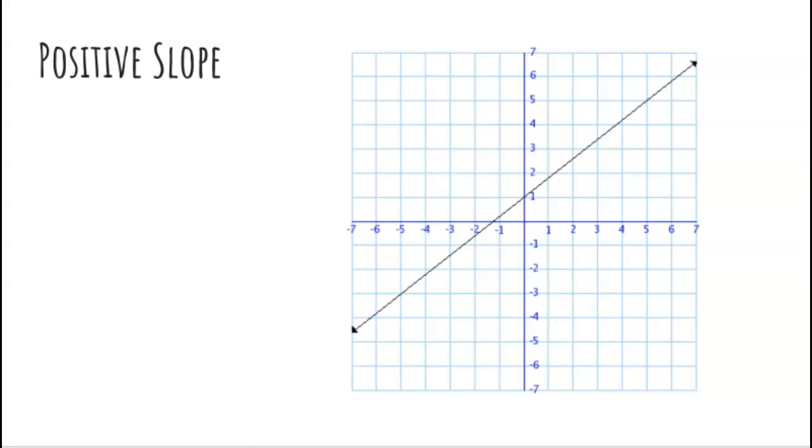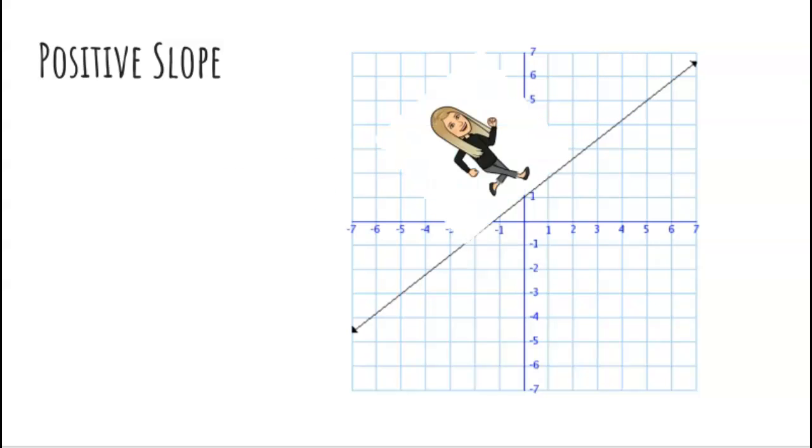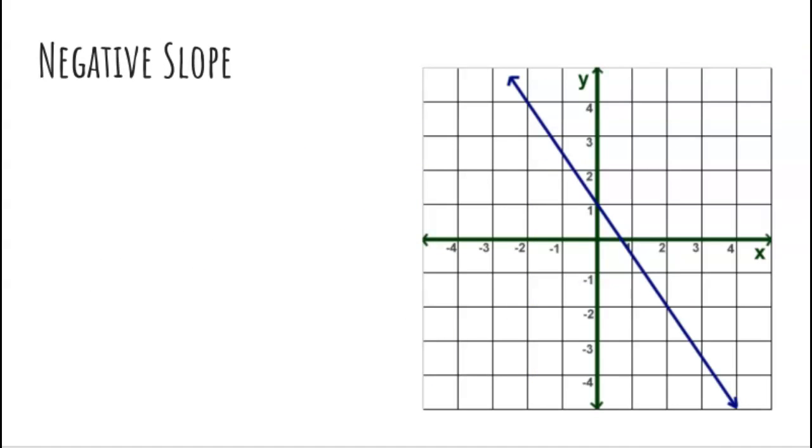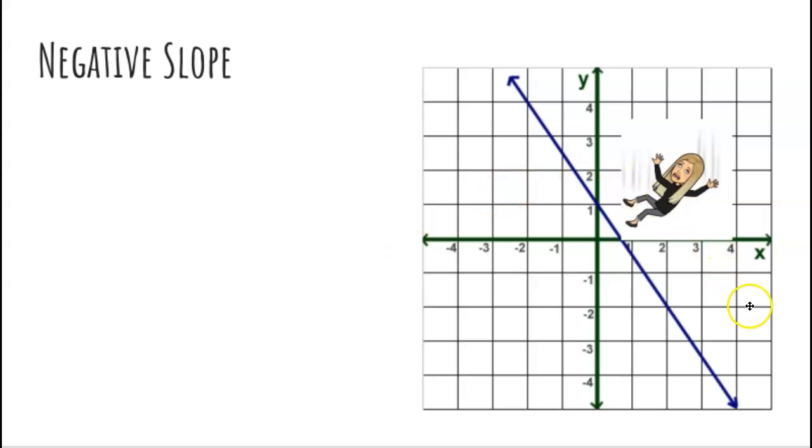Okay, let's talk about a positive slope first. So a positive slope goes up from left to right, and if it helps you, you could imagine somebody climbing up this line, and if you can climb up the line, that means it's positive. So here I am climbing up the line. For a negative slope, it goes down from left to right. So for this one, you can imagine somebody either climbing down or falling down. Here I am falling down this slope.